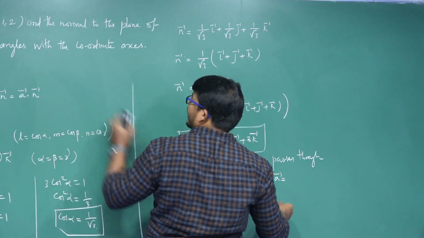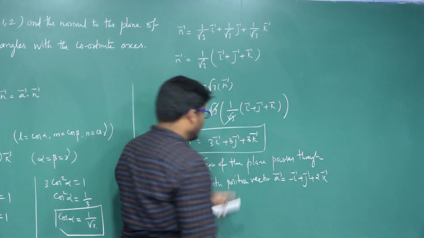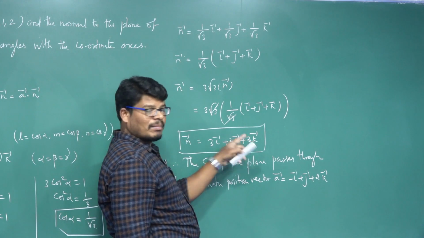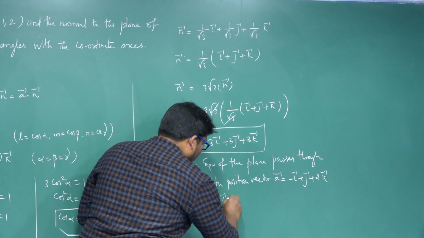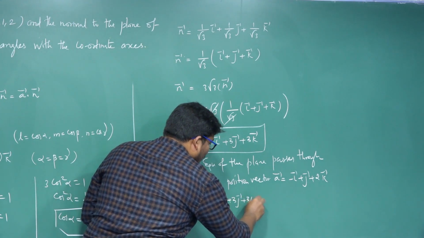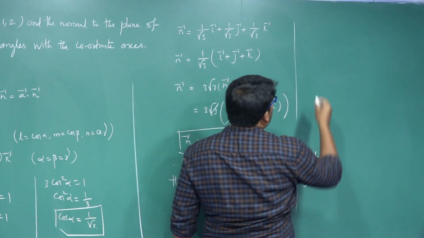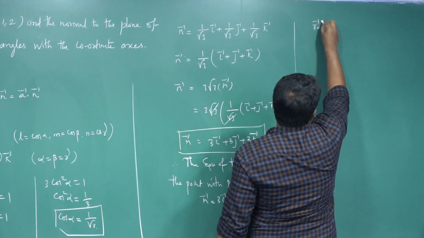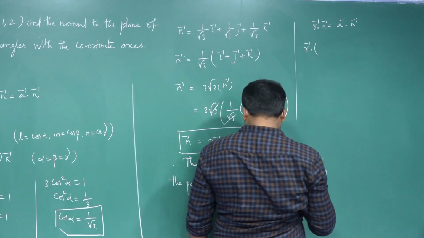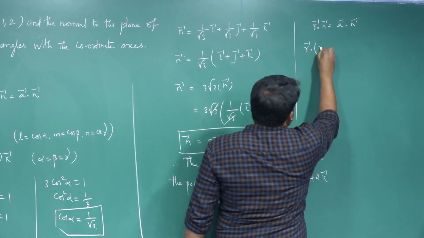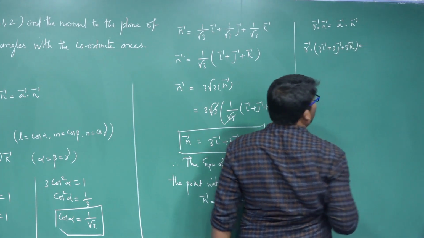A vector is minus i vector plus j vector plus 2k vector, and the normal vector n is 3i vector plus 3j vector plus 3k vector. Now the equation of the plane in vector form is r vector dot n vector equal to a vector dot n vector. That is r vector dot 3i vector plus 3j vector plus 3k vector equal to a vector dot n vector.